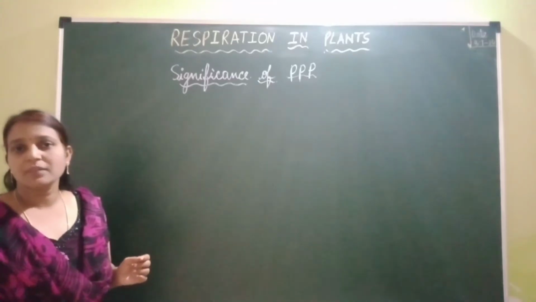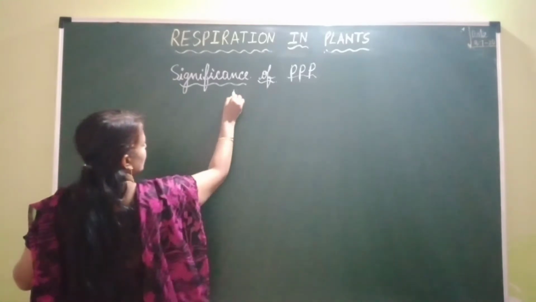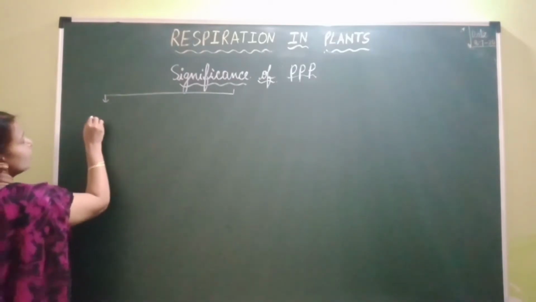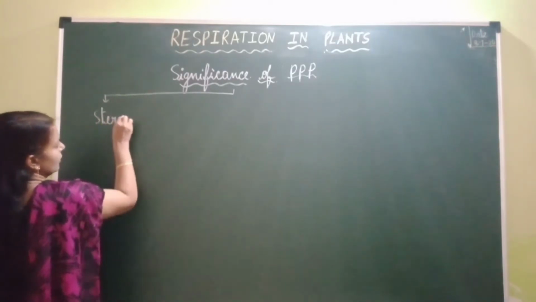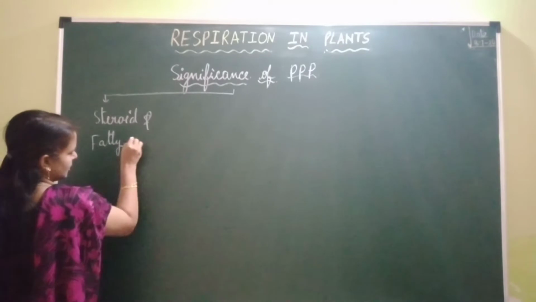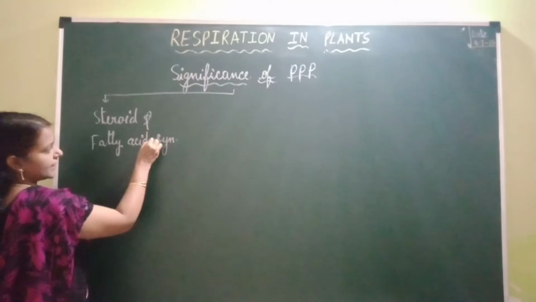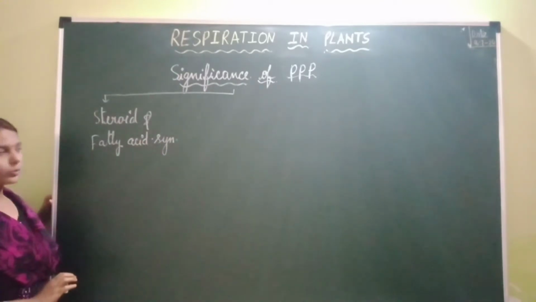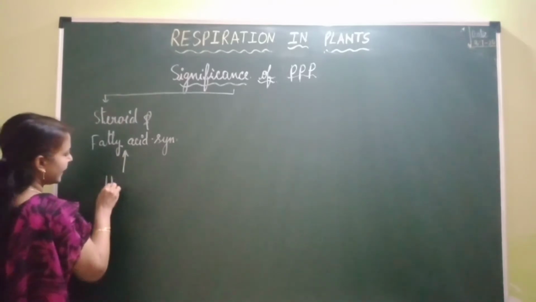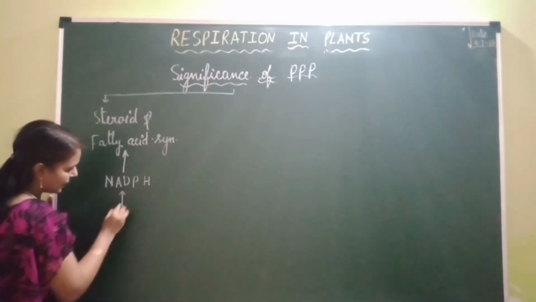So now let's study the significance of the pentose phosphate pathway, that is the PPP pathway. First significance: this PPP pathway occurs in the cells which are involved in steroid and fatty acid synthesis. The cells which are involved in steroid and fatty acid synthesis require more reducing power. That reducing power required by these cells is provided by NADPH, and this NADPH is synthesized during the PPP pathway.